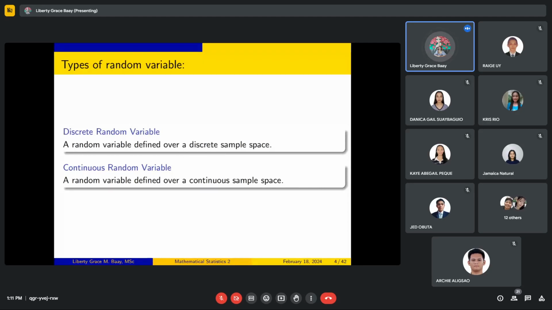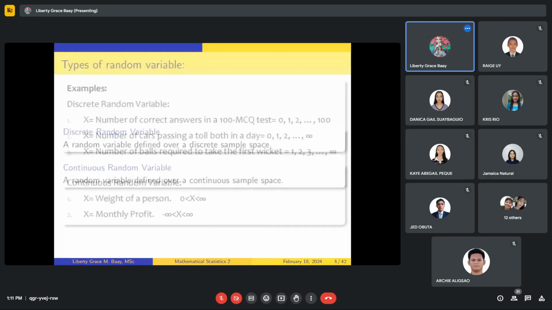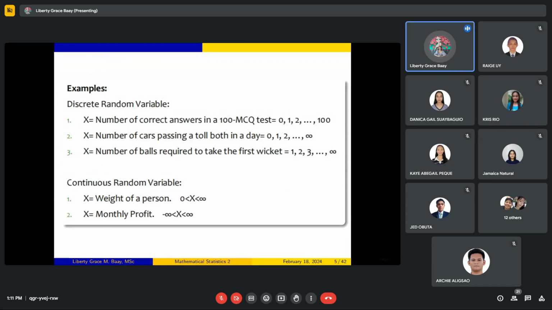Over a continuous sample space. So we have here an example. For a discrete random variable, we have the number of correct answers in a multiple choice question test, the number of cars passing a toll booth in a day, and the number of balls required to take until the first win. And for the continuous random variable, we have the weight of a person and the monthly profit. We have some examples later on.